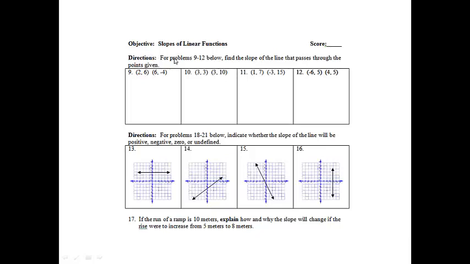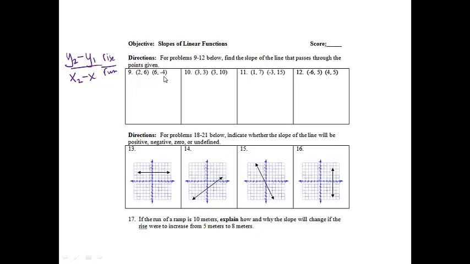Okay, objective: slopes of linear functions. Directions for problems 9 through 12 below: find the slope of the line that passes through the points given. Keep in mind that slope is y2 minus y1 over x2 minus x1, because it's rise over run. Remember, in these points, the x's are the first value and the y's are the second value.